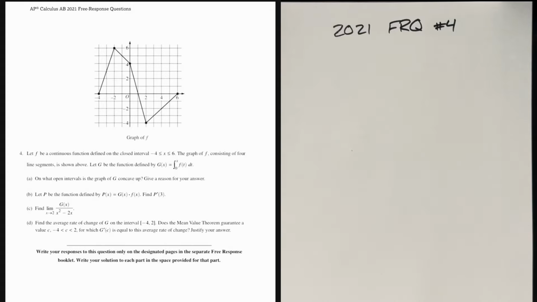We're doing some more FRQ review, the 2021 AP exam, question number 4. It's looking like we got a graph of f. We're going to be answering some limits, got an integral, looking like an average rate of change. So all around the place.